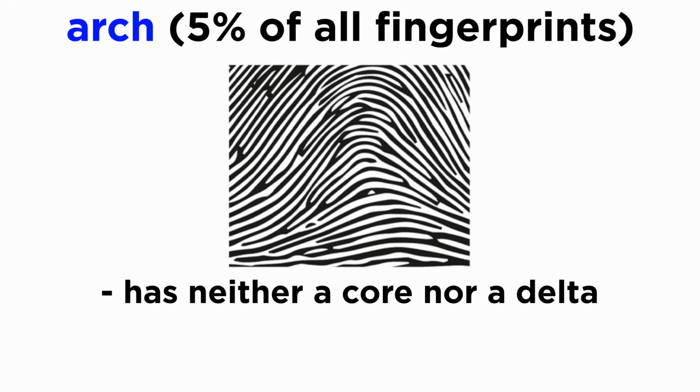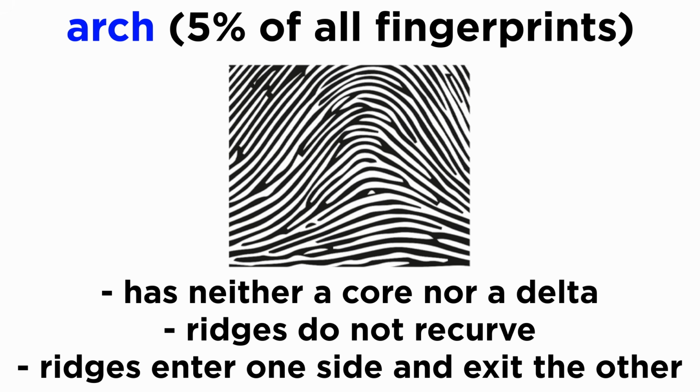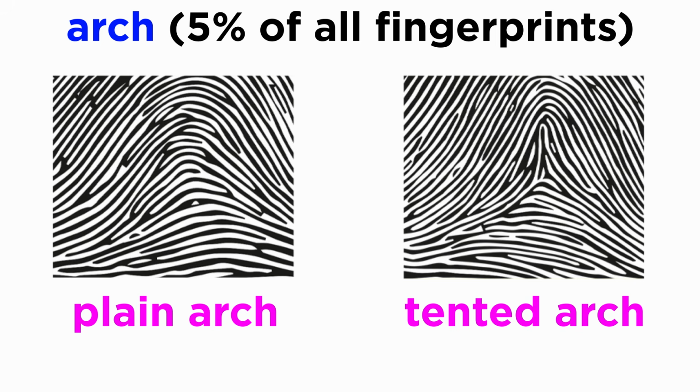It has neither a core nor a delta. The ridges also don't recurve, unlike a loop or a whorl pattern. They simply look like the name suggests, arches. Ridges enter from one side, form an arch, and exit through the other side without redirecting. However, arches can still be classified into two subtypes, plain arch and tented arch.